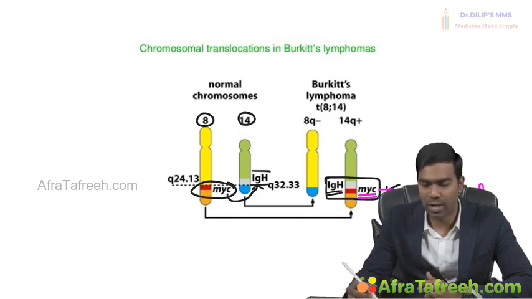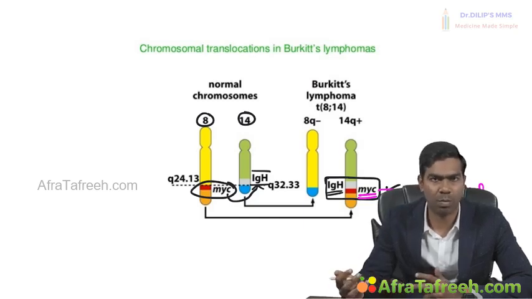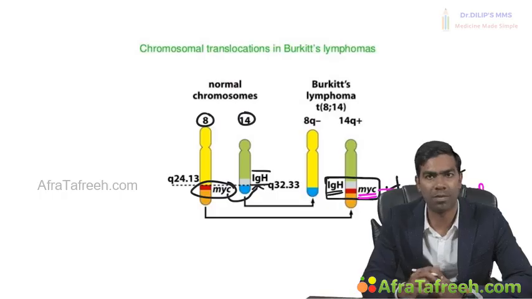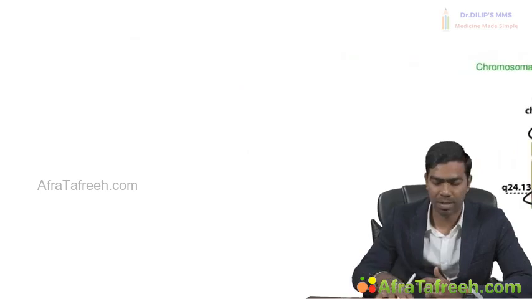It comes closer to the IGH. IGH has a heavy promoter effect, and it's going to amplify the MYC gene transcription and further translation. So MYC gene amplification is the important feature of Burkitt's. Some example I'm telling you.